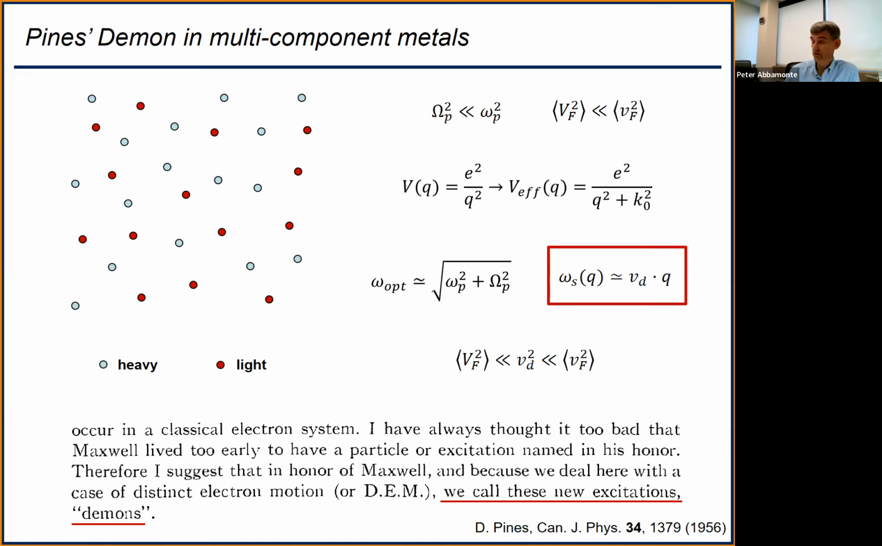So it was a purely theoretical paper. It wasn't incredibly rigorous. It was more physically arguing that such an excitation should exist. And then he named it. So just copied out of the paper, here's what he wrote. I've always thought it too bad that Maxwell lived too early to have a particle or excitation named in his honor. Therefore, I suggest that in honor of Maxwell, and because we deal here with the case of distinct electron motion, DEM, meaning these two sets of carriers moving in opposite directions, we call these new excitations demons.